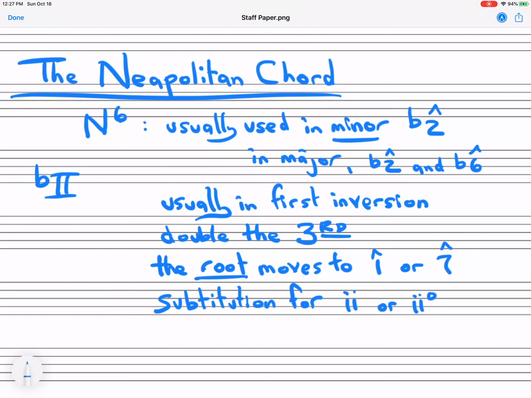The Neapolitan is a substitution for the 2 chord. It functions the same way 2 does, so you would normally expect the chord before 2 to be maybe a 6 or a 4. So that's kind of normal, 6 or 4 before the 2 chord. Same thing for the Neapolitan. And after 2, you normally expect to see 5. And yes, the Neapolitan is a predominant chord. It comes before the dominant.